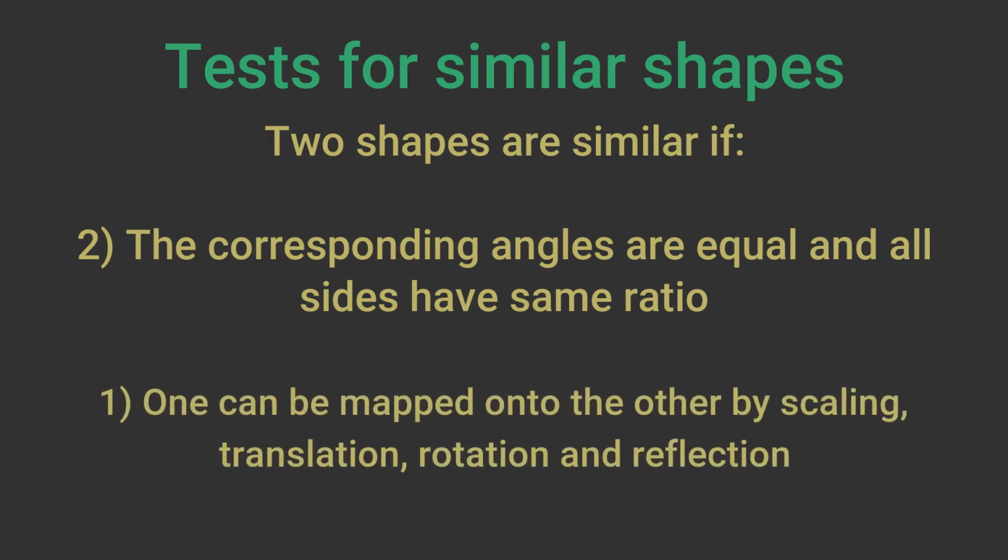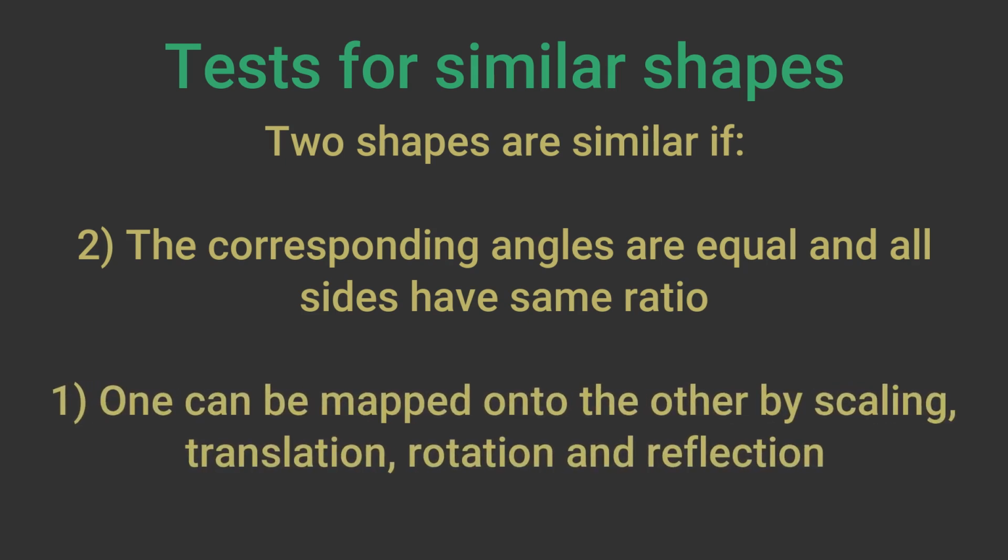A second way is to try mapping one shape onto the other. If one shape can be mapped onto the other by any combination of scaling, translation, rotation, and reflection, they are similar. The scaling must be uniform. We must use the same scaling factor in the x and y directions. For shapes that aren't polygons, such as circles, we can't compare angles and side length, so we must use the second method.